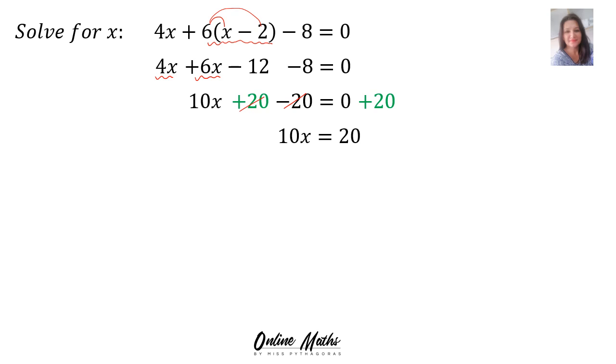And again I want to solve x, therefore I have to get rid of the coefficient of x. So in other words, I want to get rid of that 10 in front of x by dividing both sides by 10. And I will say 10 goes in itself once, and on the right hand side 10 goes into 20 twice. Therefore my solution x is equal to 2.